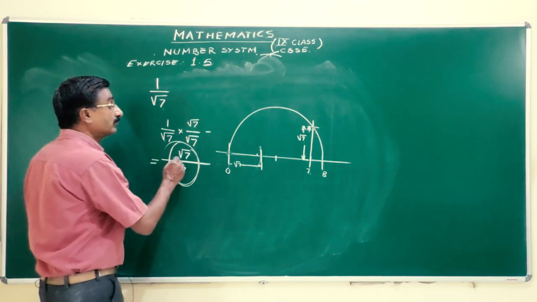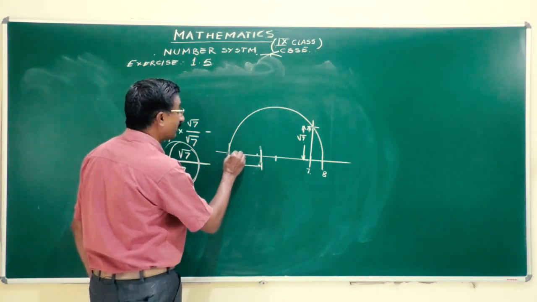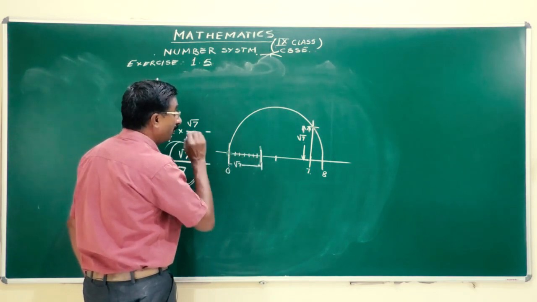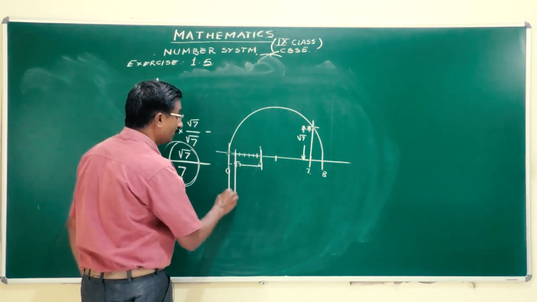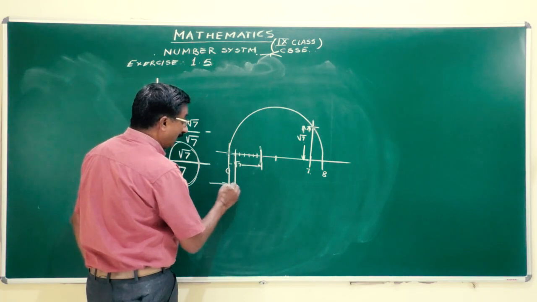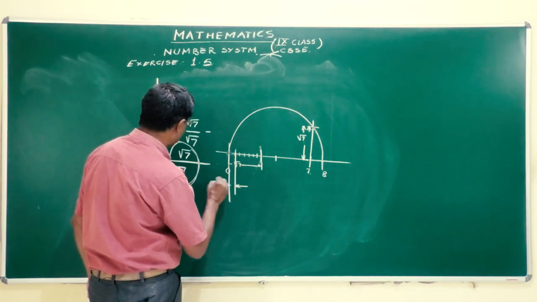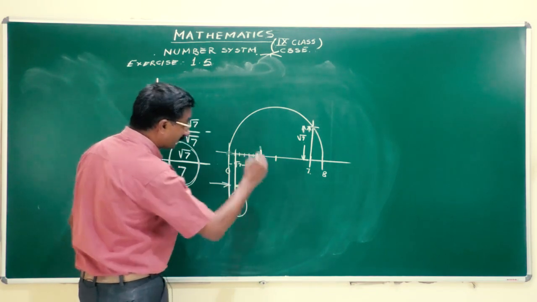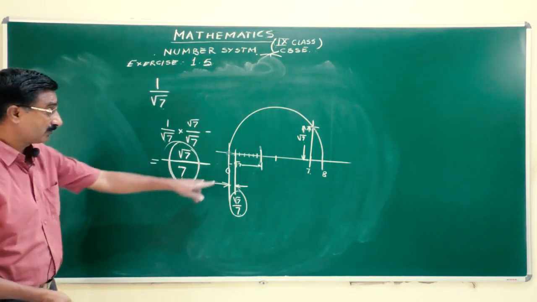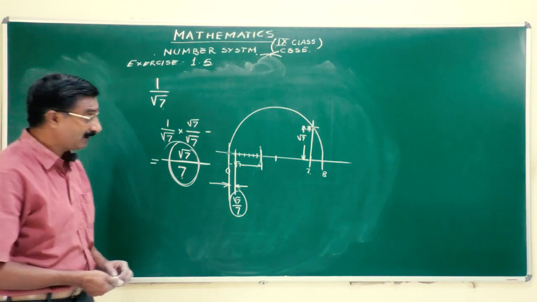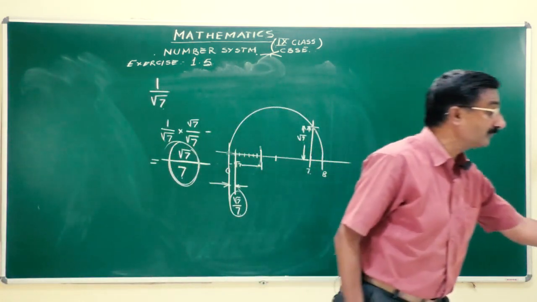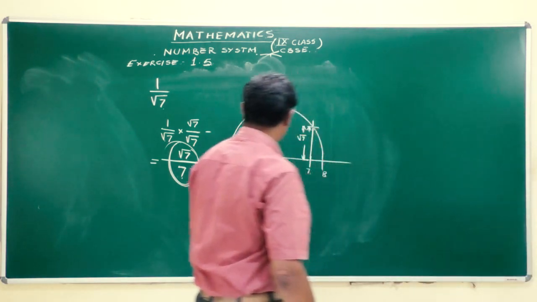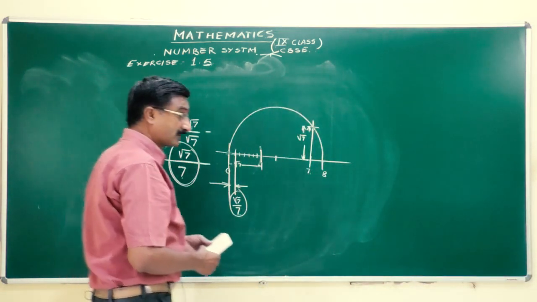So then you can mark the irrational number on the number line. So the 7th part, so you can divide 1, 2, 3, 4, 5, 6 and 7. So this is equal to under root 7 upon 7. That is the 7th part of the under root 7. So this is also you can mark. Clear? Okay.